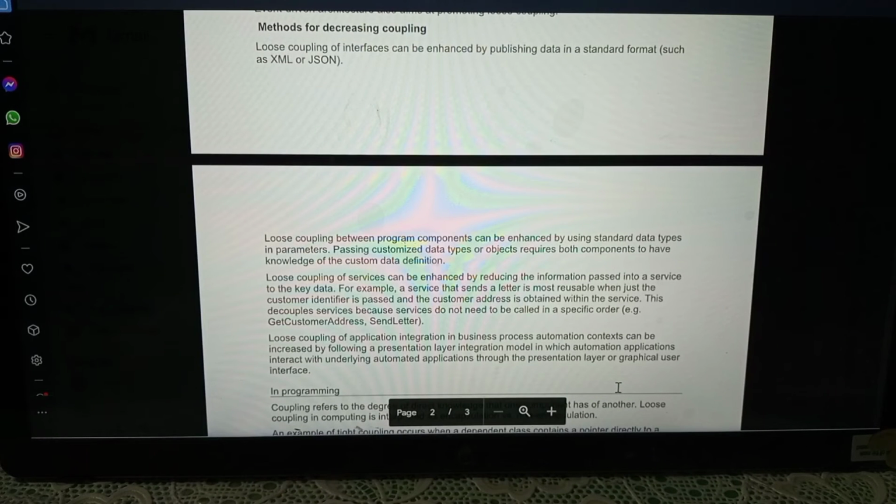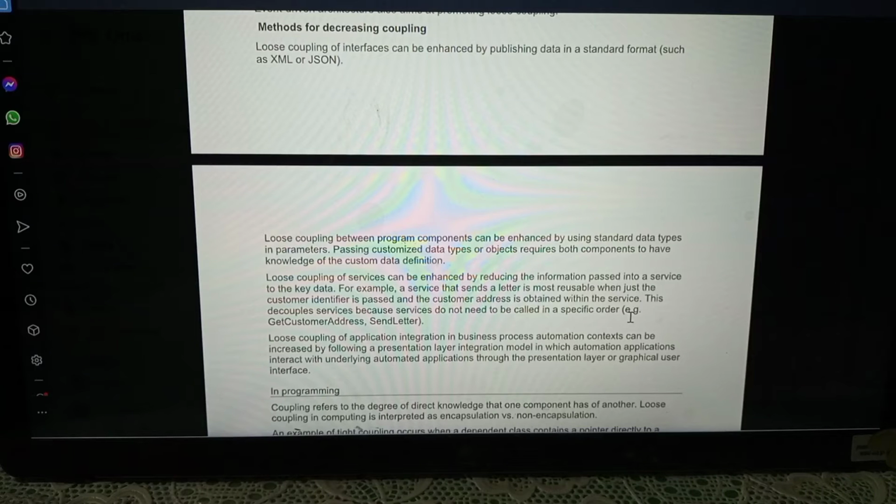Loose coupling between program components can be enhanced by using standard data types and parameters. Passing customized data types or objects requires both components to have knowledge of the custom data definitions. So, loose coupling of services can be enhanced by reducing the information passed into a service to the key data. For example, a service that sends a letter is most reusable when the customer identifier is passed and the customer address is obtained within the service.